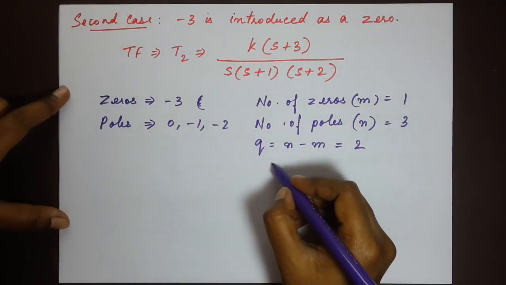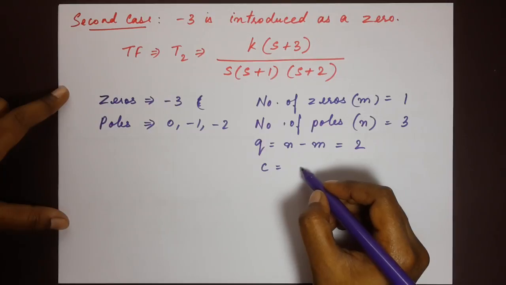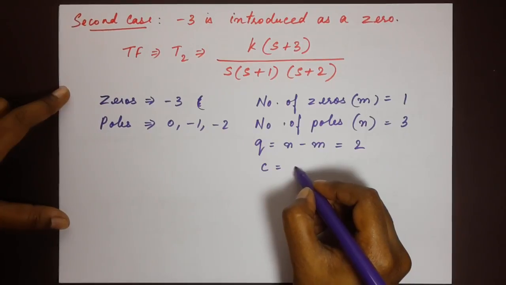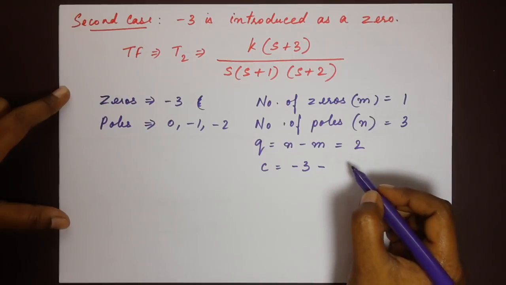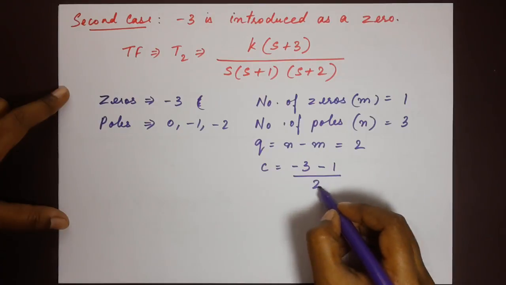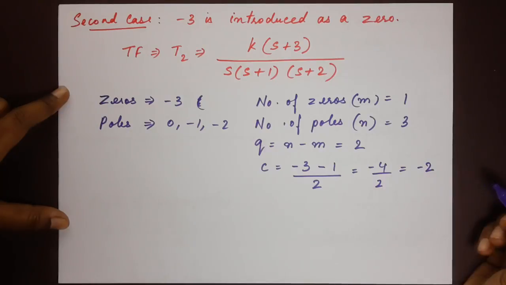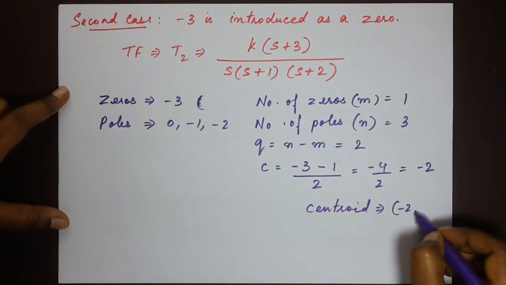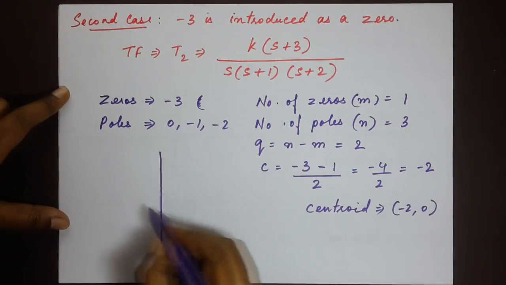Okay. Now where would the centroid be? The centroid is the sum of poles minus the sum of zeros, divided by n minus m. So the sum of poles is -3, minus the sum of zeros, which is -3, divided by 2. This gives us -4 by 2, which is -2. So the centroid is at the point -2, 0. All right. So we'll just note down.